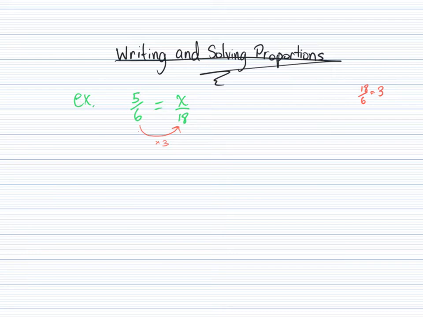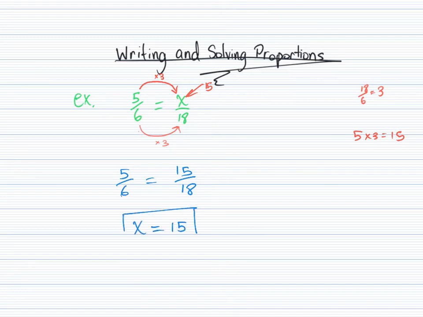Now that we know we multiply the denominator by 3 to get 18, the same rule applies for the numerator. We multiply it by 3 to get that unknown number. Since 5 times 3 is 15, we know that this number has to be 15. So 5 over 6 is actually equal to 15 over 18. But that is not the answer. If you're asked to solve, they only want the value of x. The value of x is 15, and that's done.